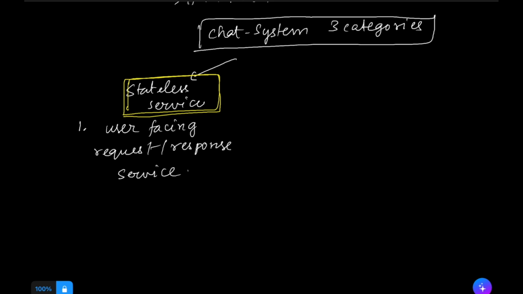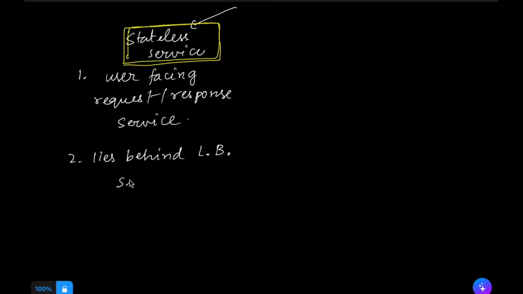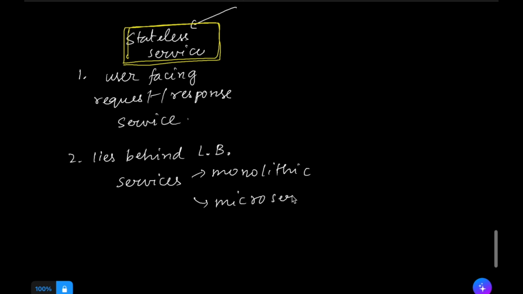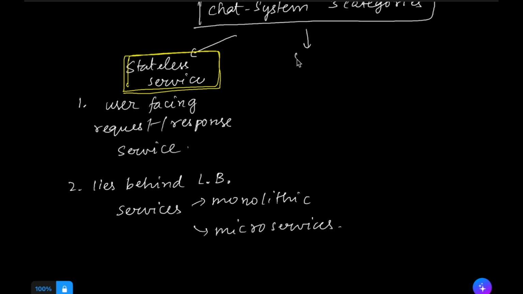And this lies behind a load balancer. Whenever a particular user requests this operation, the load balancer sends the request to the particular application, server, or rather service handling this request. These services can be either monolithic or microservices, depending on our use cases. So this is one, the stateless service; another is the stateful service.